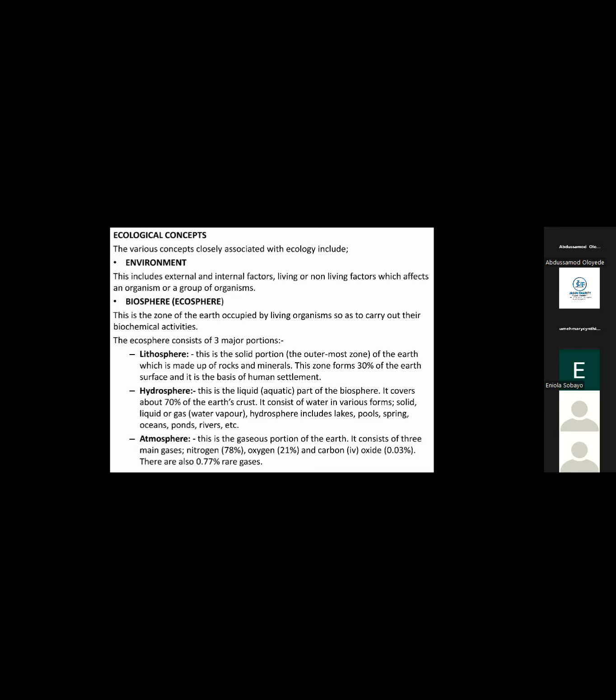And when we talk about the gaseous portion of Earth, we talk about the part of Earth that's comprised of air. This comprises gases, most especially nitrogen, which occupies 78% of the atmosphere. Oxygen occupies 21% of the atmosphere. Carbon dioxide occupies 0.03% of the atmosphere. And we have the noble gases, which occupy 0.07% of the atmosphere. Now, these are the major constituents or components of the atmosphere. Now, that is one part of biosphere.